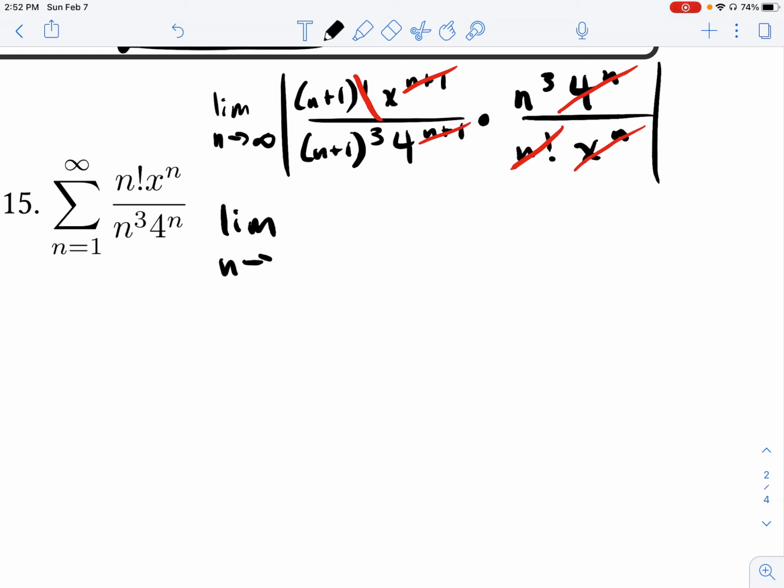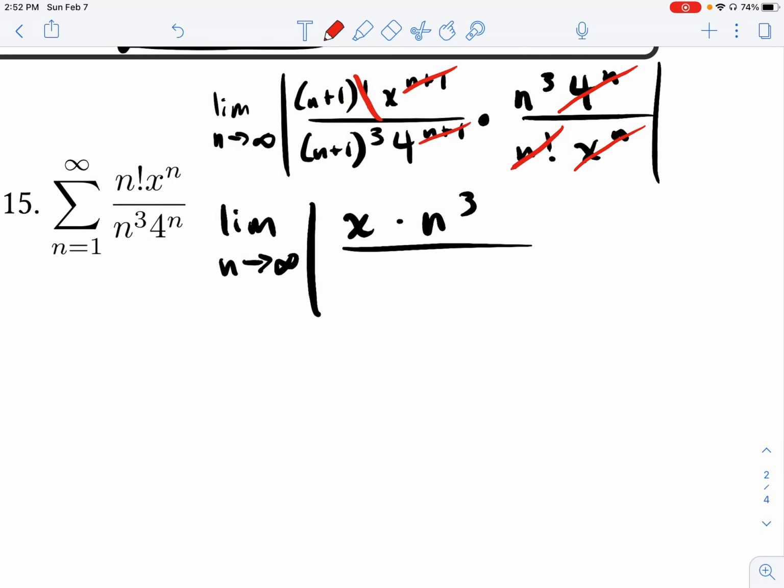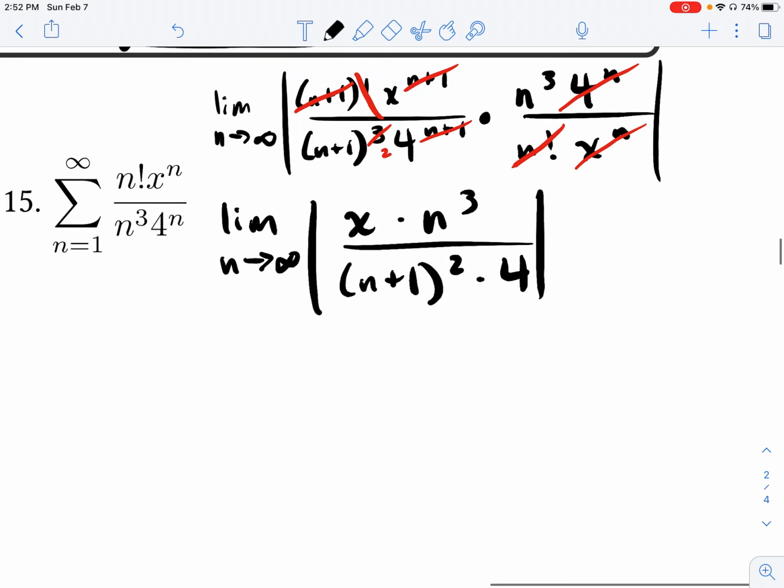So I've got the limit as n approaches infinity of the absolute value of x times n cubed all over... It looks like I did miss something in the previous step. I notice I have an n plus 1 up here and an n plus 1 cubed down here in the denominator. So I could have divided this x to the n plus 1 with one of these n plus 1s in the denominator. So now I can write this as n plus 1 squared times 4, and I think I got everything else from the denominator. All right, so now we're ready to clean this up.